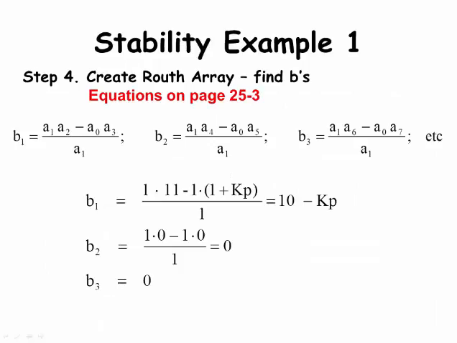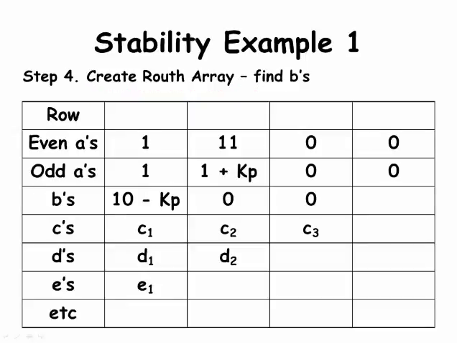Here are the equations for calculating the b terms. They use the a terms. You can find the equations on page 25-3 of the course packet. After plugging in the numbers, we find that b1 is equal to 10 minus Kp, b2 is equal to 0, and b3 equals 0. Here is the array with the b coefficients in the Routh array.